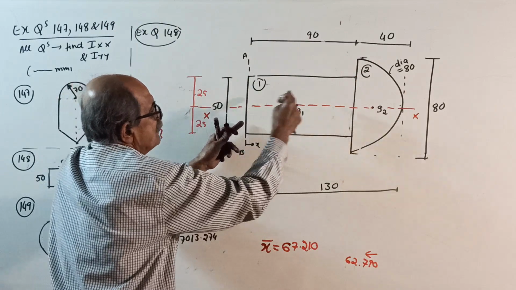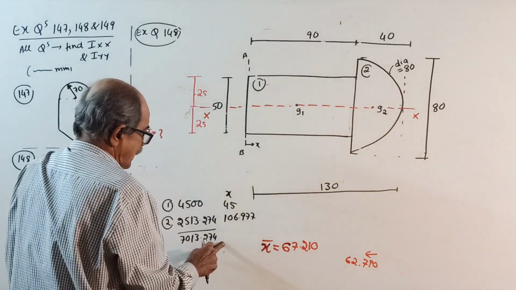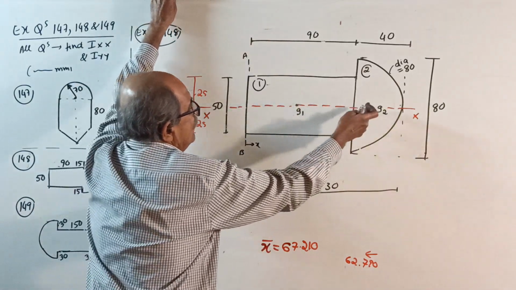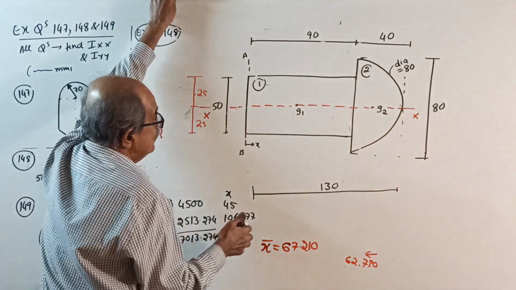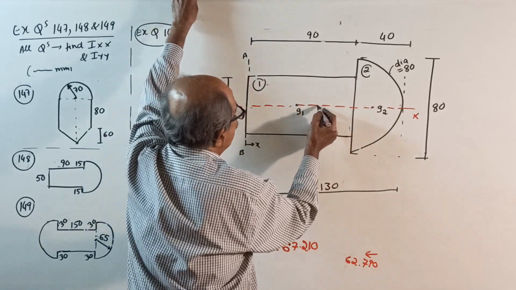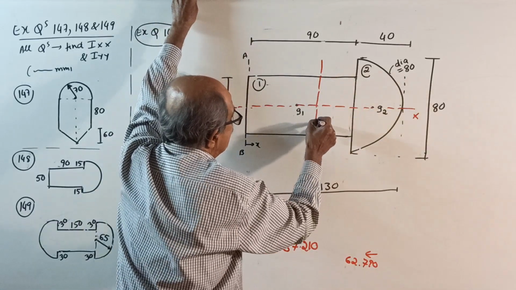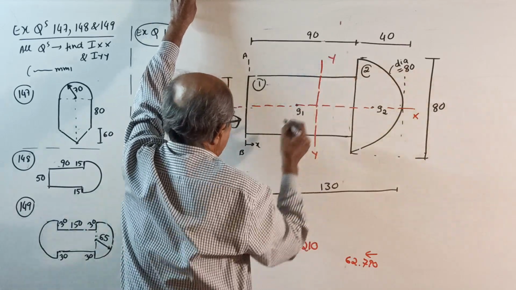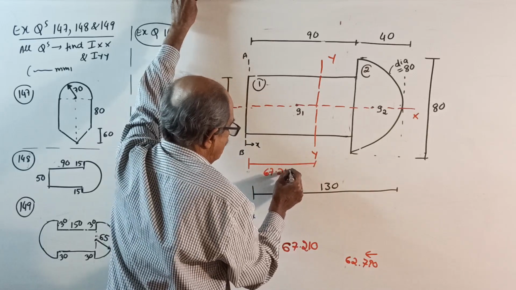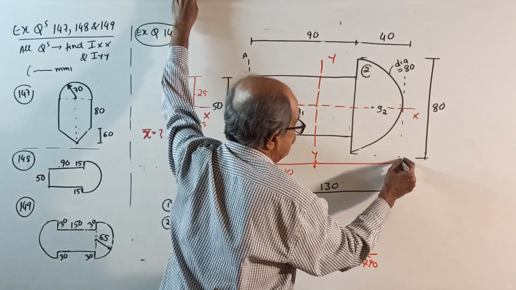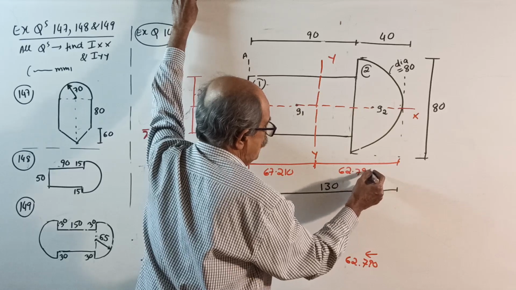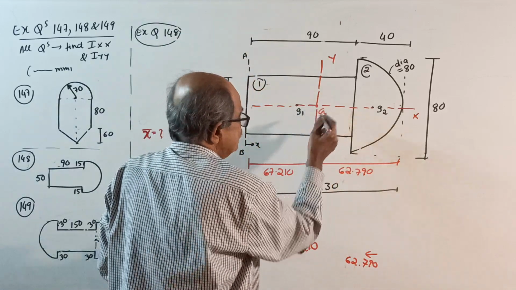A1 x1 plus A2 x2 divided by total area, x bar will come. Calculate. See, A1 x1, A2 x2 by total area, you will get x bar 67.210. 90, 45, see here. YY. 67.210. Then from that side it will come 62.790. Okay. Axis located. See, simple questions.